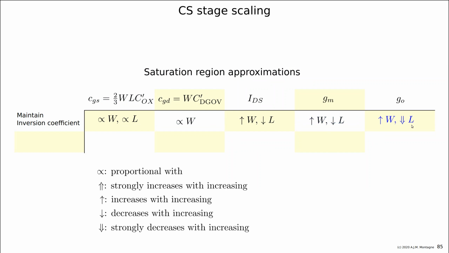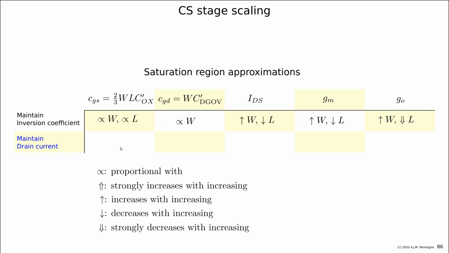And GO has a stronger dependence on the length, because there are two effects that count for GO. One is that if the current drops, the output conductance drops. But second is that if the length increases, the relative contribution of the channel length modulation becomes less. So the output conductance decreases, and the output impedance increases even more.